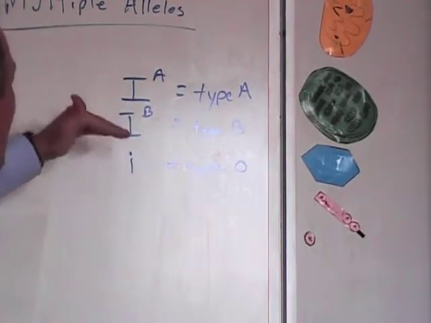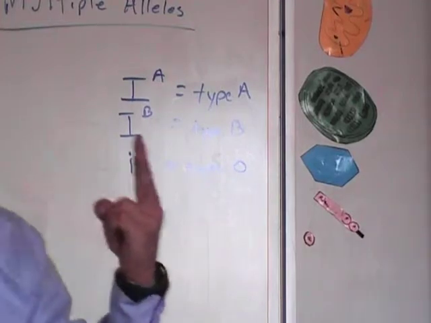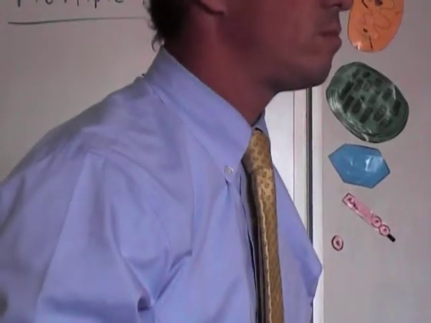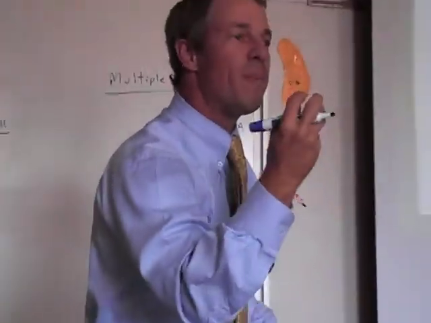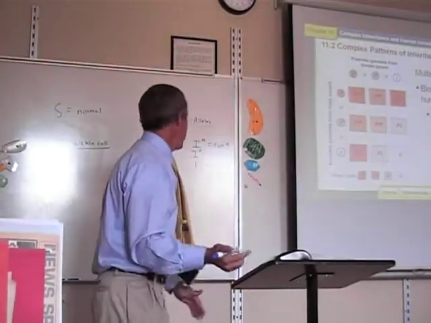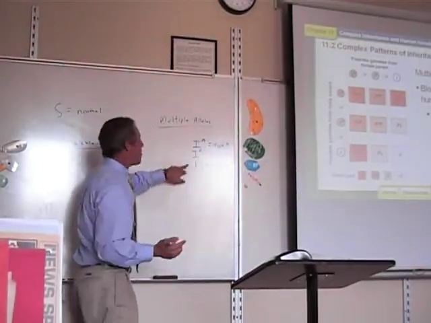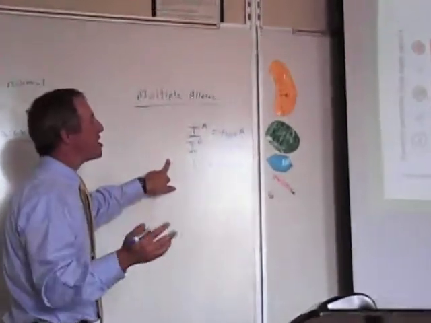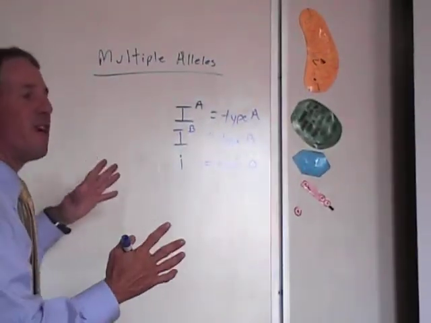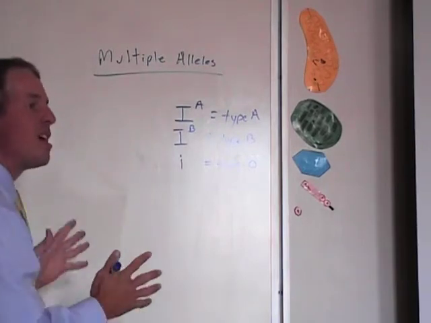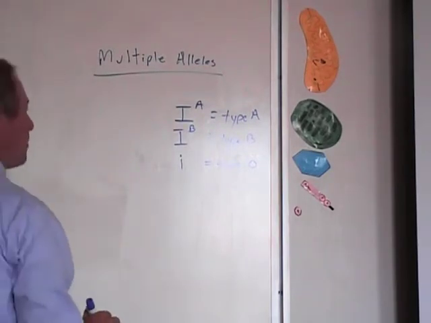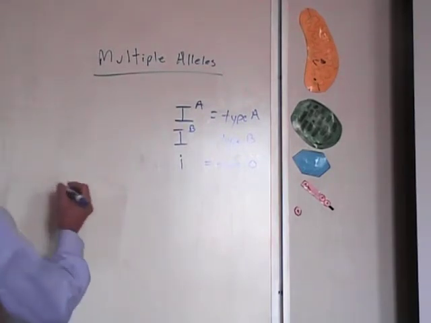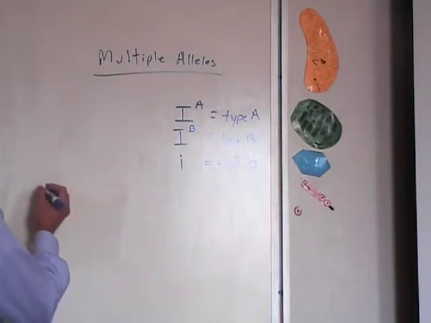So there are 3 alleles for the trait instead of 2. Now one person, you, can only get 2 of those 3. And so this makes it where there's a lot of different genotypes that an organism can have. I'll show you there's actually 6 different genotypes.